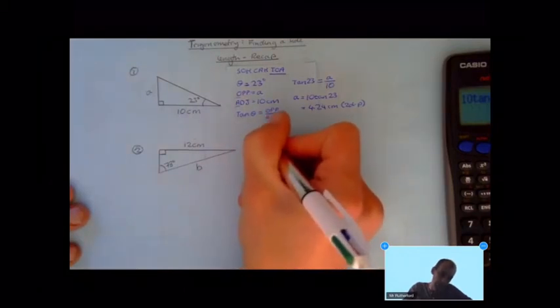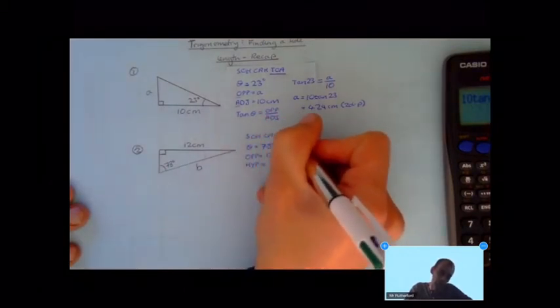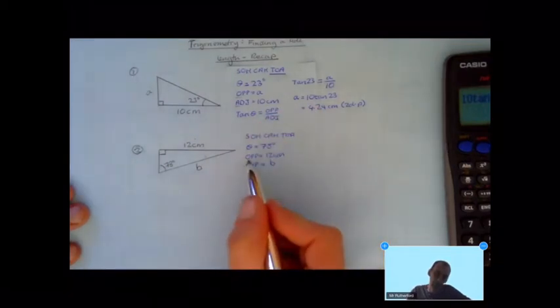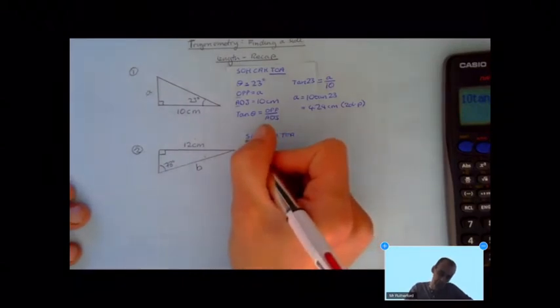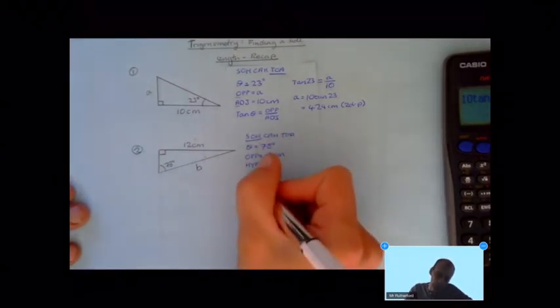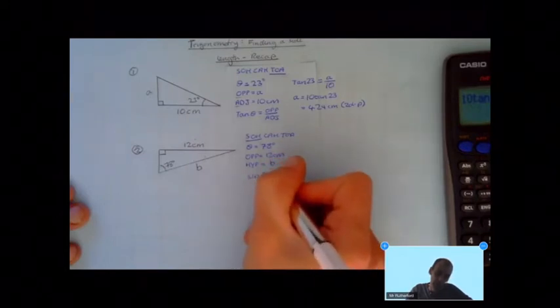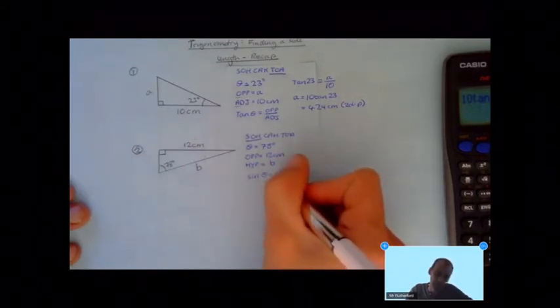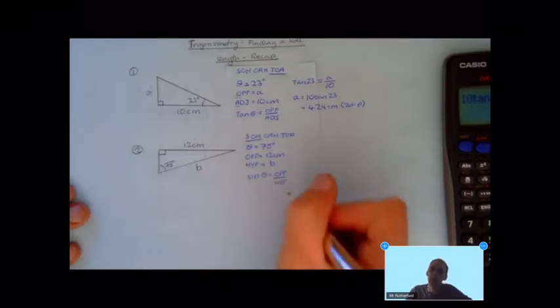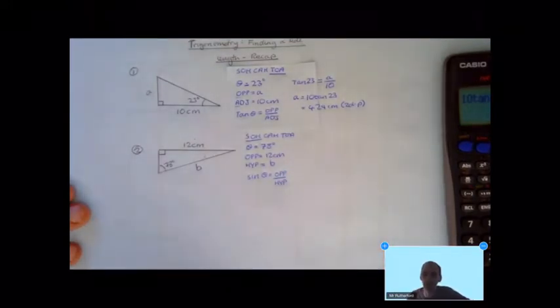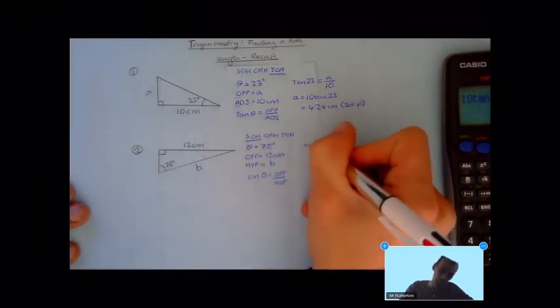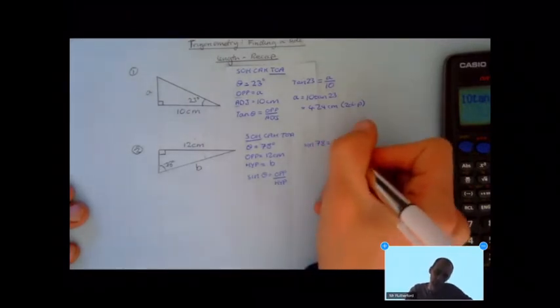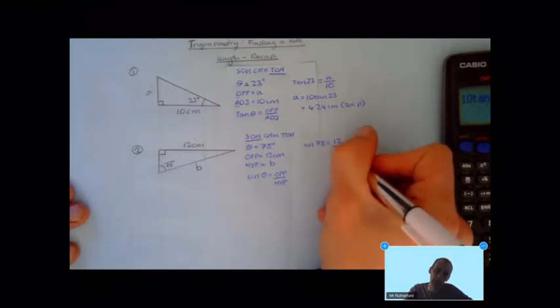So again, if I write down the magic word, soh cah toa, we've got the O and we've got the H. So it must be soh, or sin of the angle is equal to the opposite over the hypotenuse. So let's substitute in our values. So sin 78 equals 12 divided by our unknown.